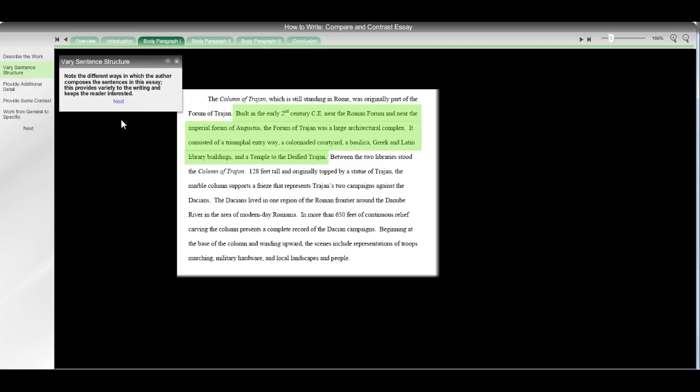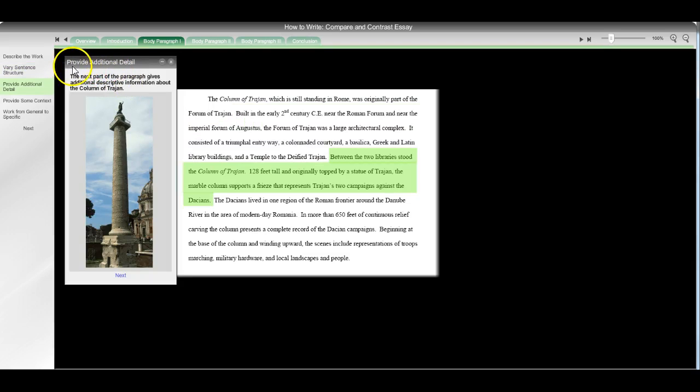Number 6. Vary the sentence structure. Note the different ways in which the author composes the sentences in this essay. This provides clear variety to the writing and keeps the reader interested. So let's take a look at this green highlighted area here. If you read this carefully, you will notice that the sentence structure is varied. Next screen.